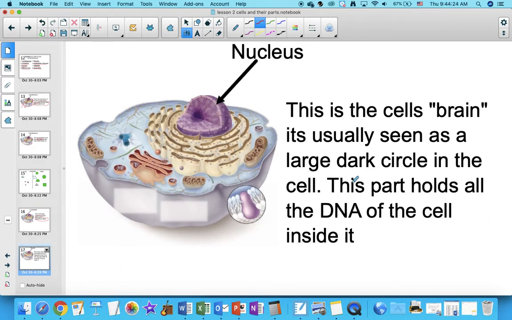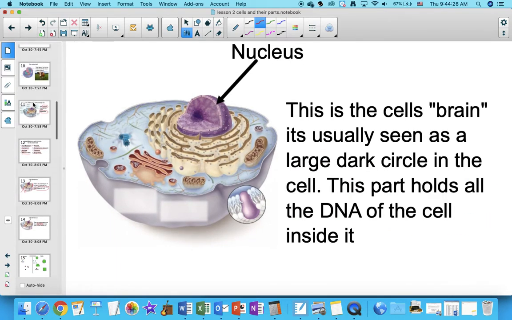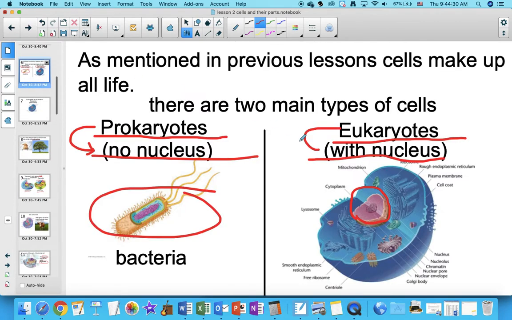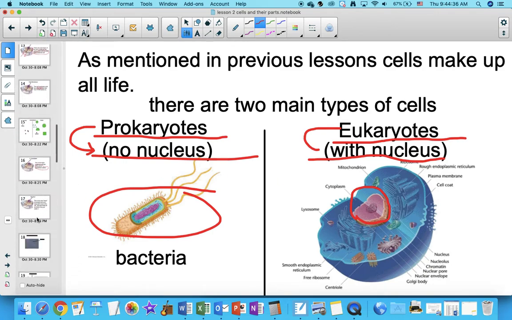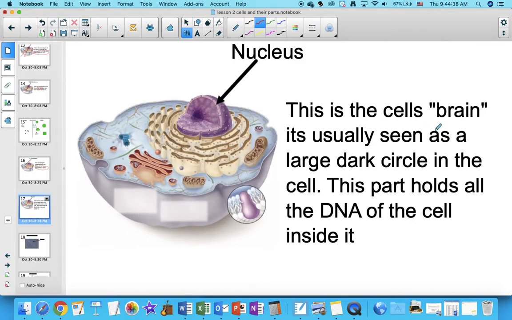The nucleus. So we go back to eukaryote versus prokaryote. Remember, animal cells and plant cells are eukaryotes, meaning they have a nucleus. And so now we're going to discuss what a nucleus is. The nucleus can be considered the brain of the cell. You can see these in microscopes very easily when you're looking at cells. They are usually seen as a dark circle in the middle of the cell.